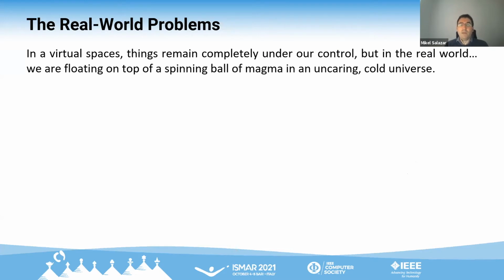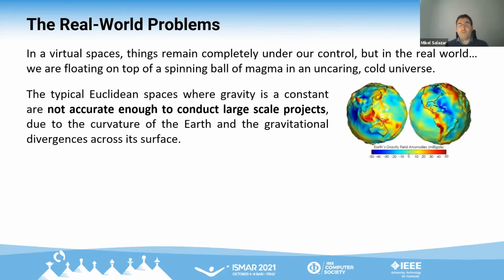After all, the recent volcanic eruptions remind us that we are floating on top of a spinning ball of magma in an uncaring cold universe. This means that sadly the world is not flat, and gravity is not really as constant as we would like. Something that poses a problem when you are designing things like a big road network, and the 3D scheme doesn't account for the curvature of the Earth, resulting in roads floating over the terrain a few kilometers away.